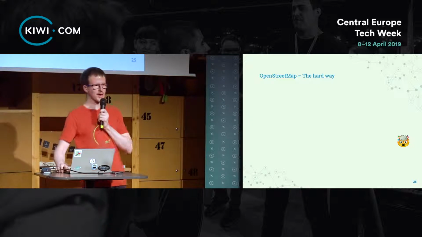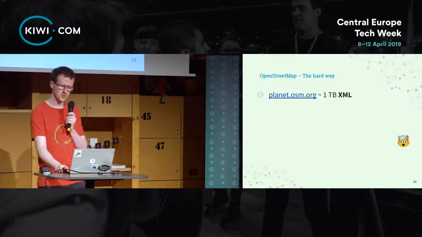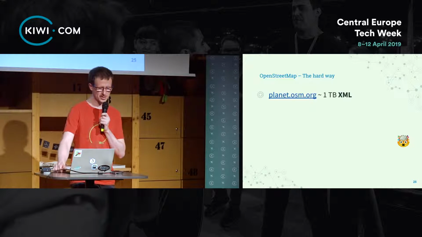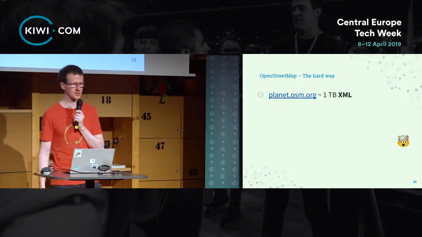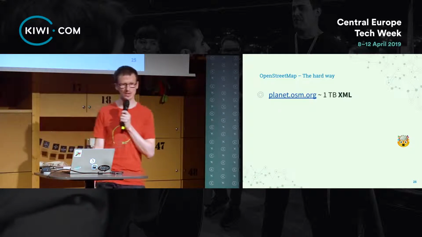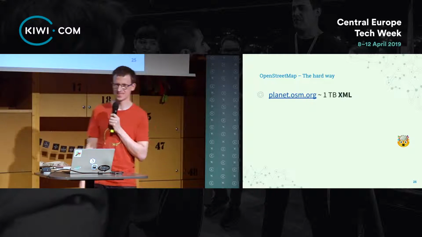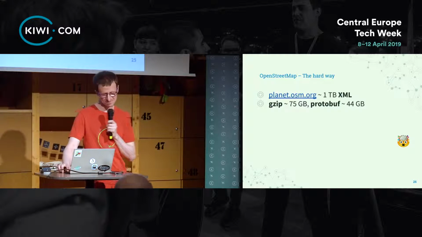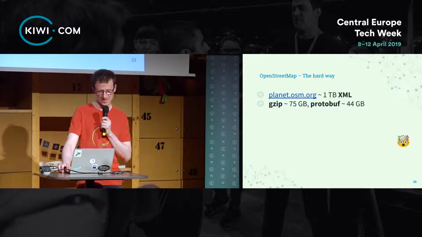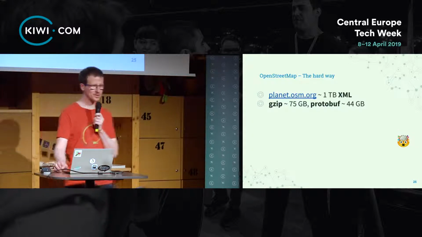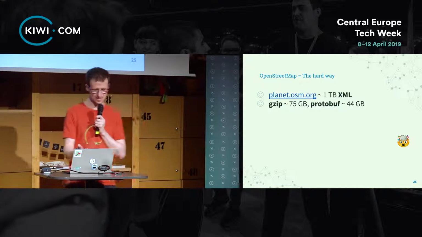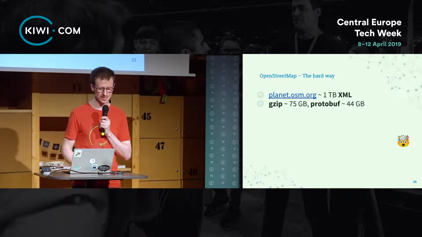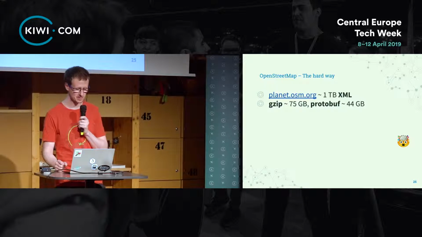Okay, and we also have the hard way, just for you to know, because it's also possible to do it the hard way. We have planet.openstreetmap.org, which has 1 terabyte of raw XML data, and you can download it very easily. Yeah, I haven't done it yet. You can download it also in gzip. I think you can't download it in the raw XML anymore, but it was possible before.